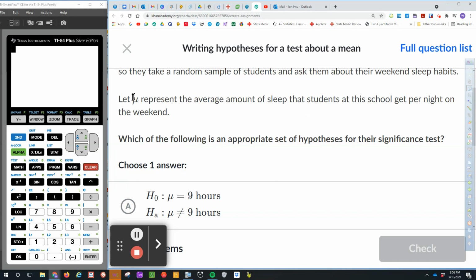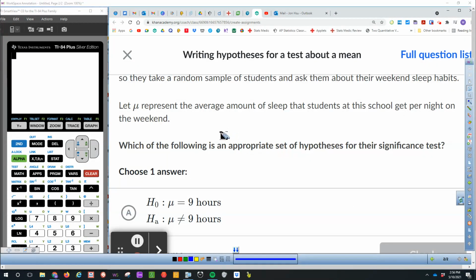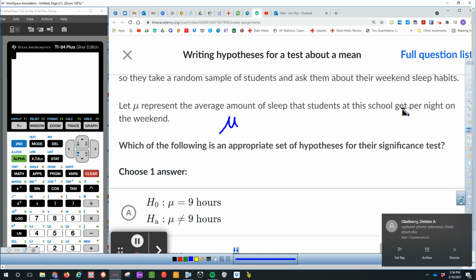Let mu, so this is the population mean symbol, right? Mu, it's pronounced mu, so we write it that way. Mu represents the average amount of sleep that students at this school get per night on the weekends.